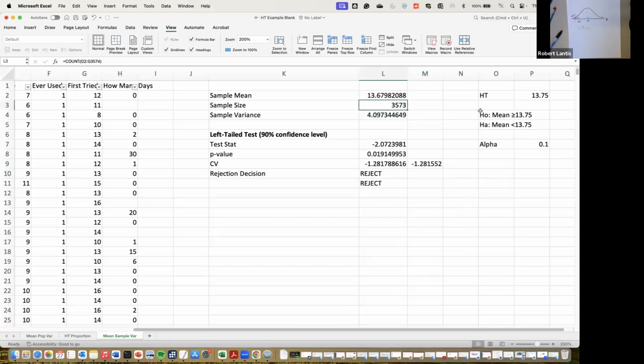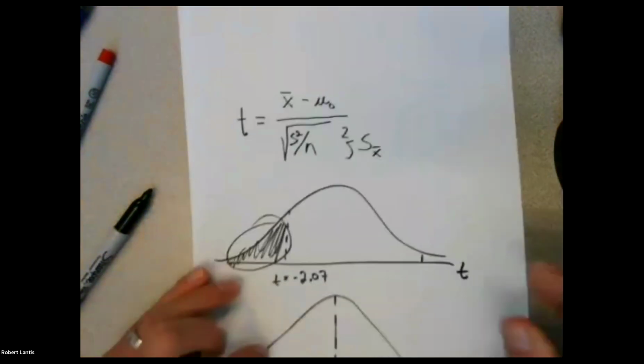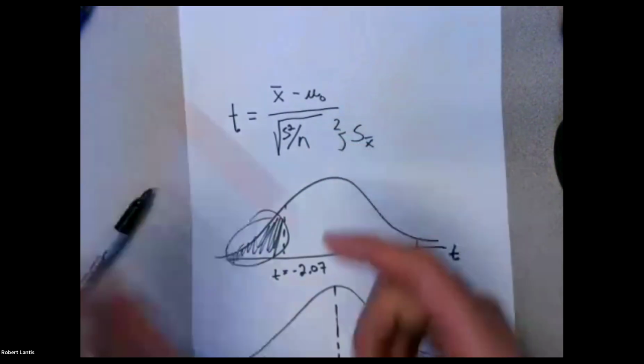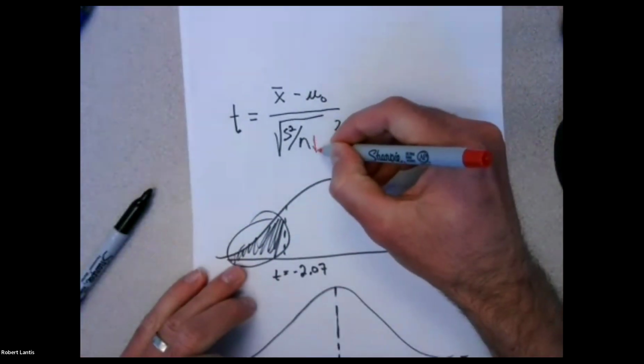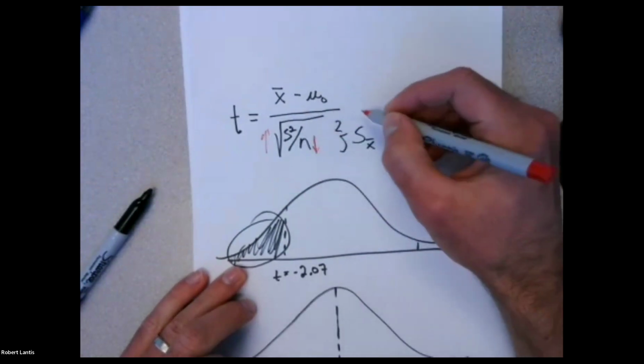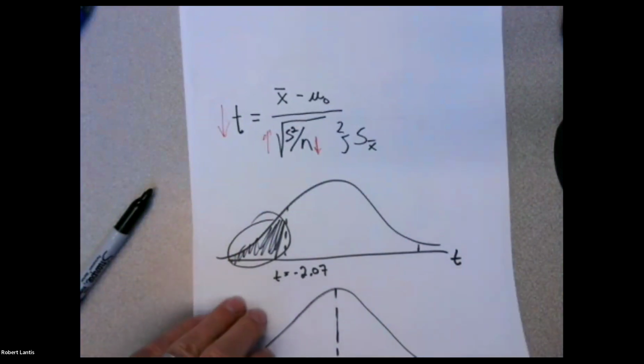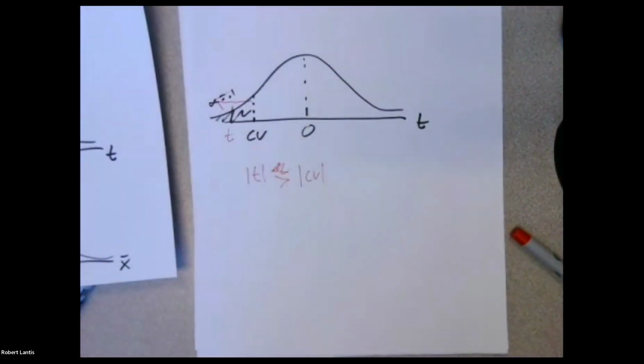But let's just say I only had a sample size of 35 individuals. Well, what is that going to do? If my sample size is getting smaller, this fraction will get larger. I'm dividing by a larger value. Now my test statistic is going to go down, so it's going to be less likely I can reject the null. So what is this going to look like?